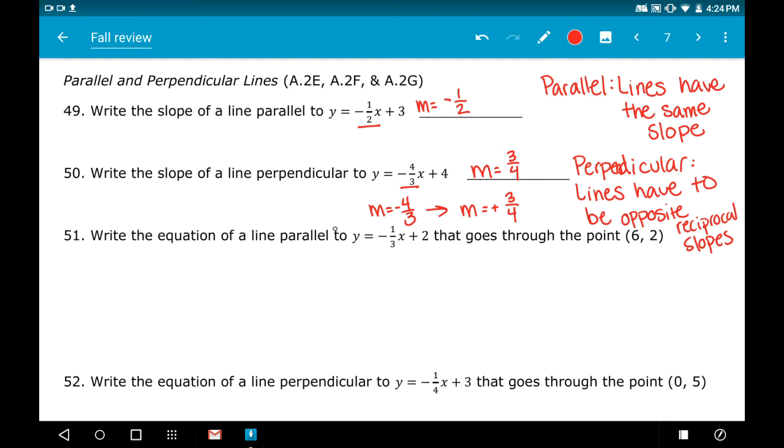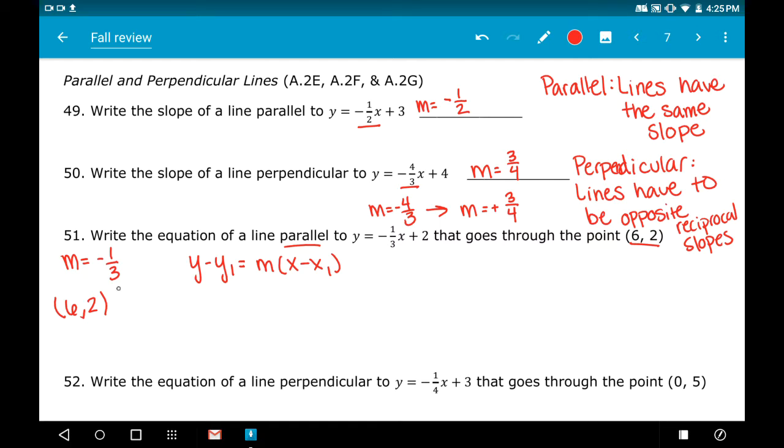Next it says write the equation of a line parallel to y equals negative 1/3 x plus 2, and it goes to the point 6, 2. So we know our slope, if it's parallel, has to be the same. So our slope here is negative 1/3. And then our point is 6, 2. So we can use point slope form: y minus y1 equals m times x minus x1.